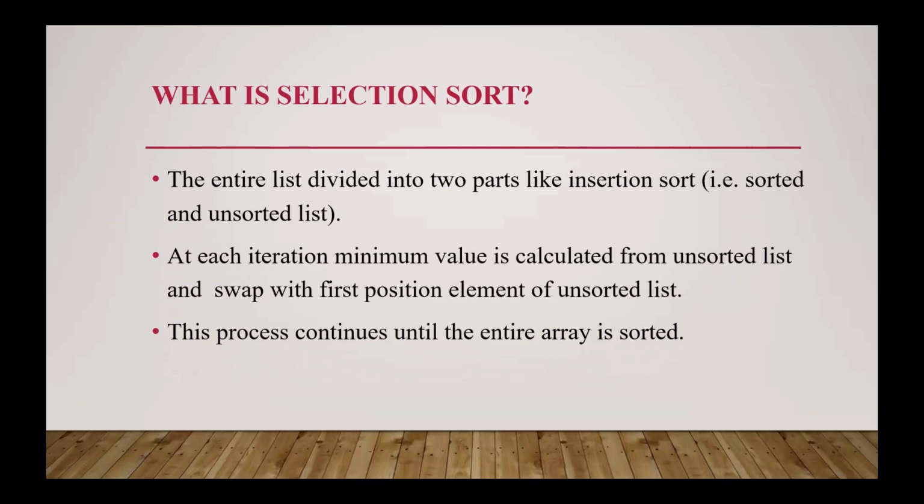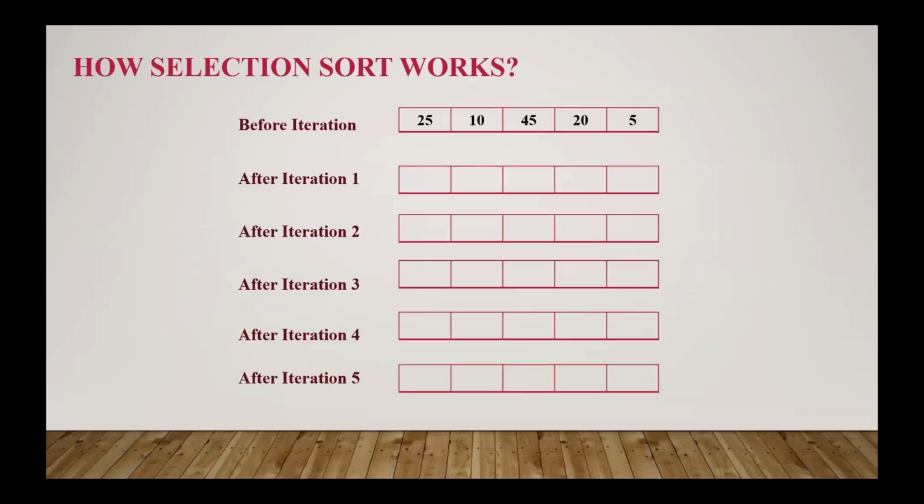So the next question: how many iterations will it perform? It will perform iterations based on the number of elements present inside the list. So let us understand how it performs its operation. Before the iteration, the values are 25, 10, 45, 20, and 5. So these are the indexes, 0, 1, 2, 3, 4, if we store the values in an array.